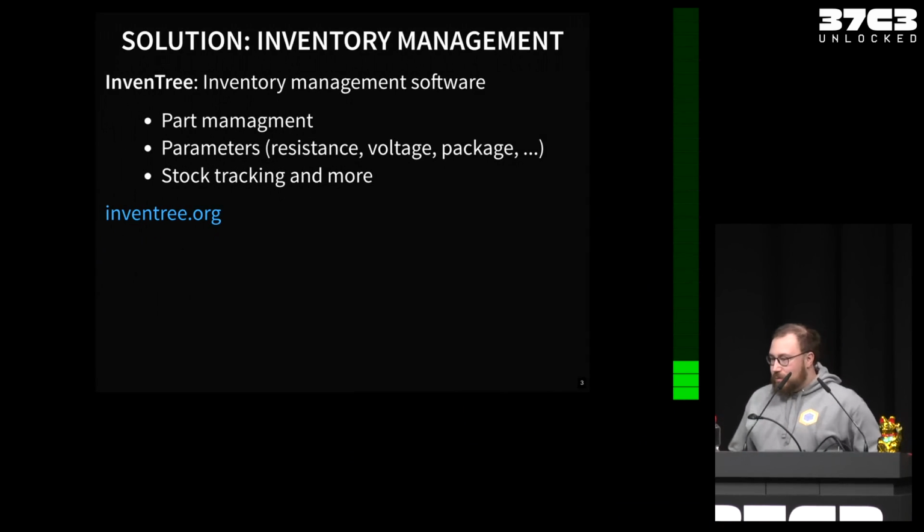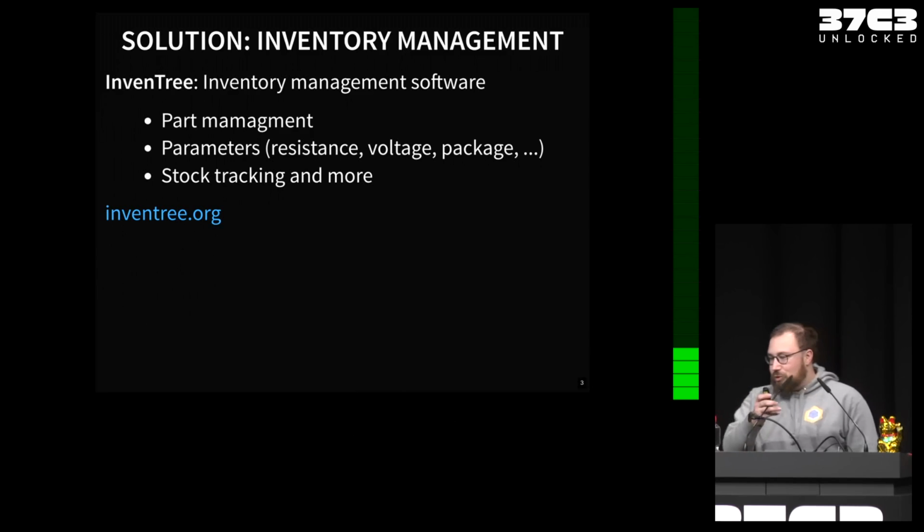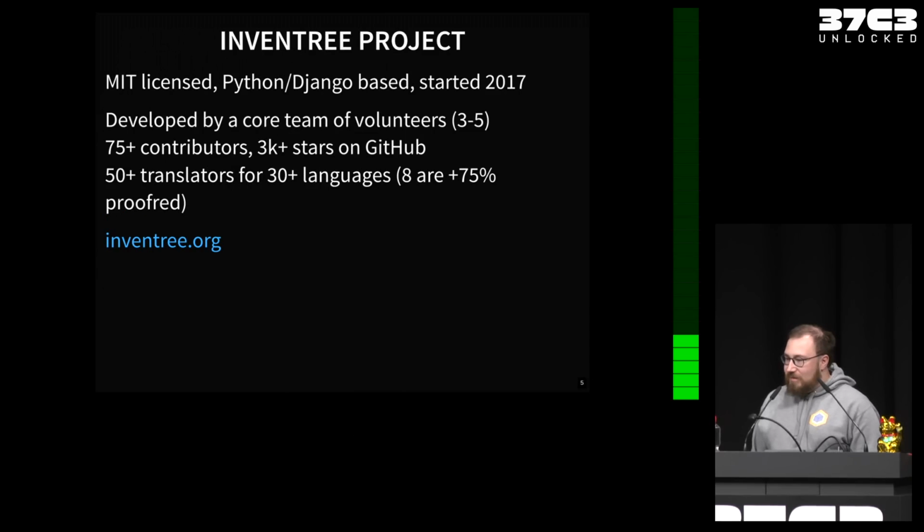We do parts management, we do parameters, so free-form parameters that you can assign, and we do stock tracking and a lot more. I'm Matthias, I'm from Austria, and I have been one of the core contributors since 2021. The InvenTree project is MIT licensed. We started in 2017. We have 3 to 5 active people. They do most of the work, 75 contributors, and 50 translators.